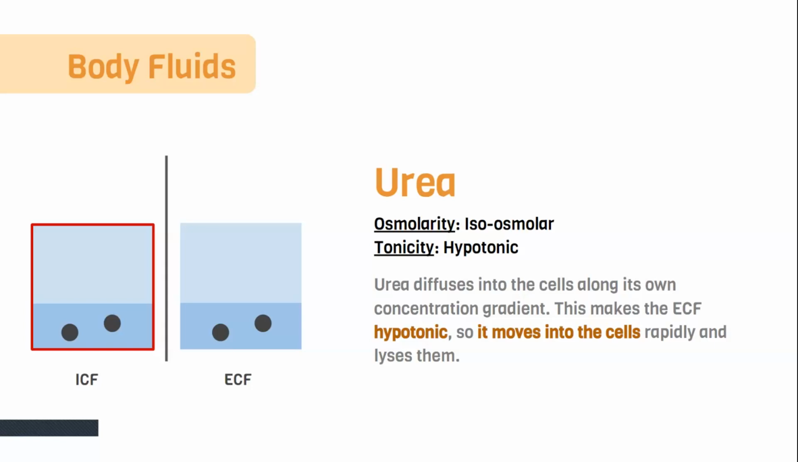But the problem is the urea moves across so much, because there's no urea within the red blood cell. If you give this to a patient, it will diffuse across so much that water will move in and it will cause lysis of the red blood cell. So it's too much.